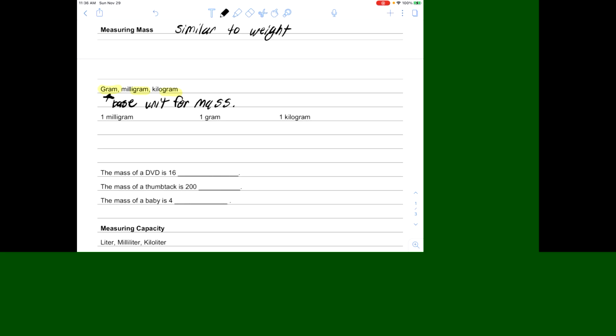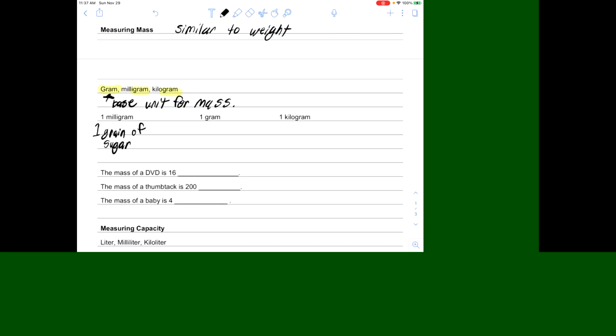So again, we're going to have benchmarks. We think about how much each of these weigh. A milligram is about the weight of one single grain of sugar. So think about how heavy a grain of sugar is. Not heavy. That would be really, really not heavy.